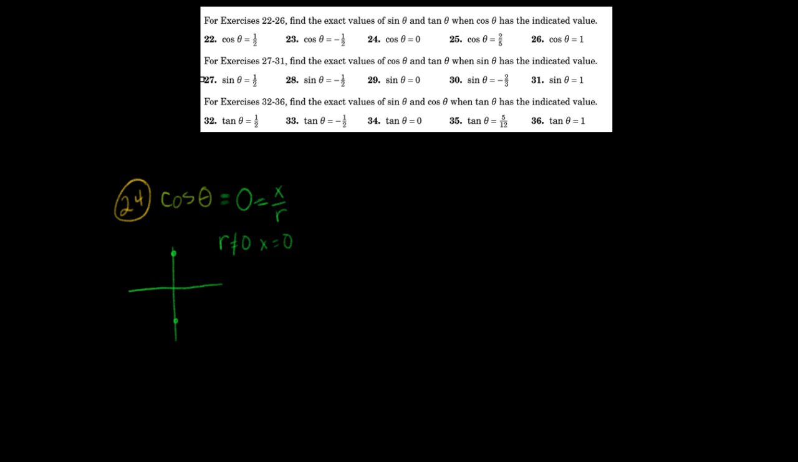Let's look at number 24, cosine theta. Cosine theta is equal to 0. Remember that ratio, once again, is x over r. Well, r is defined, it can't equal 0. So that implies, since r can't equal 0, x must equal 0 to make this statement true. So this puts me up here at 0, y, whatever that is, or 0, y down here.